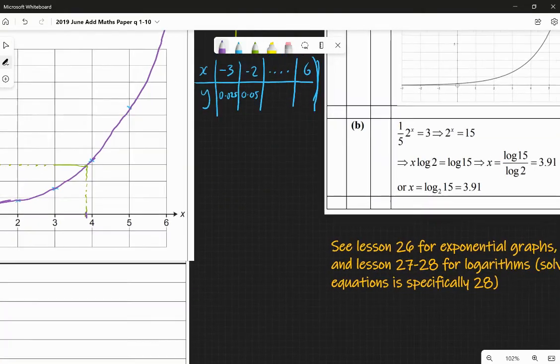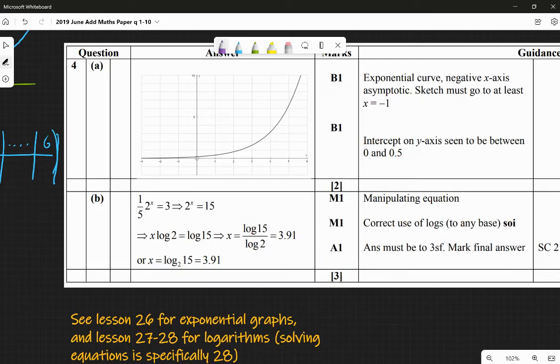So let's have a look at the mark scheme. My graph isn't quite as nice as this, clearly because this is computer generated, and I used my artistic abilities to try and draw a smooth curve appallingly, but there we go. And part B, it gives another way of solving it here using the laws of logarithms, but I prefer just knowing what a logarithm means and going straight from 2 to the power of x is 15 to log base 2 of 15 is equal to x.